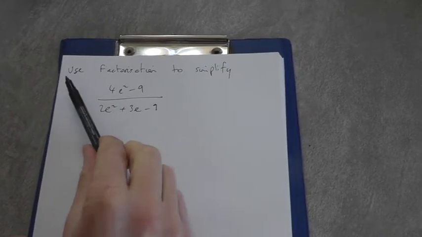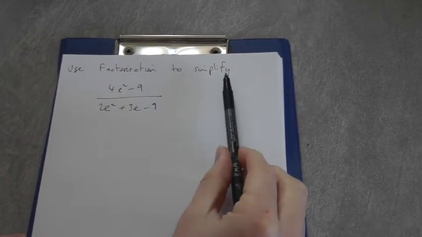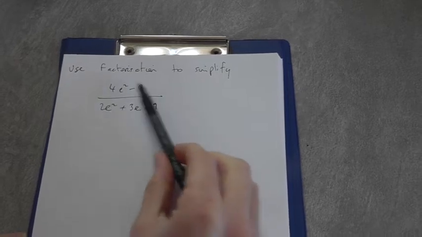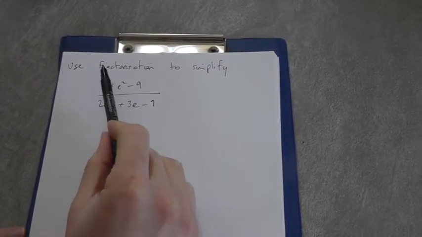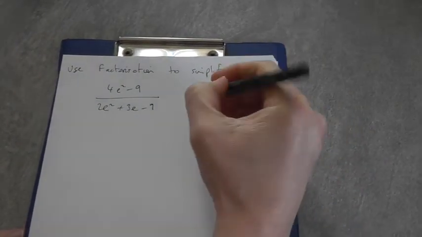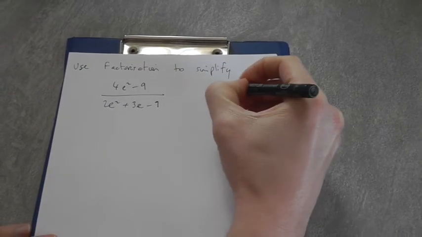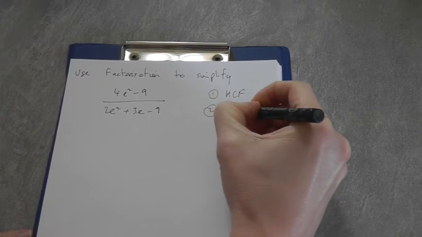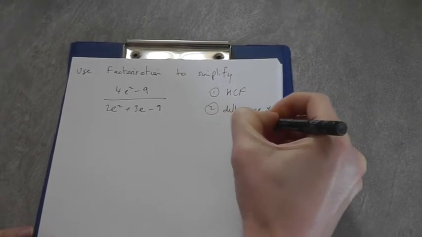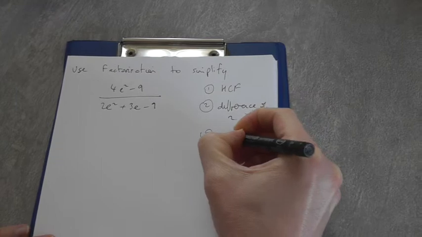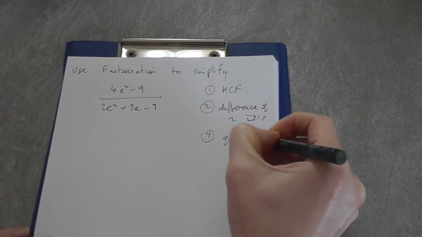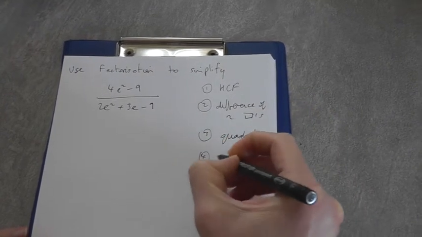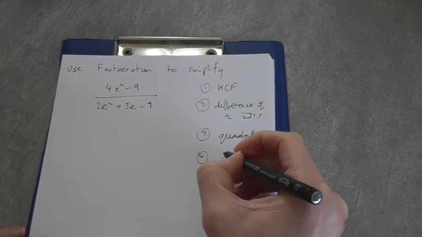Okay, we're going to use factorization to simplify the following algebraic fraction. So what I'm going to do is, if we see factorization, I'm going to write down my four types of factorization. 1, highest common factor. 2, difference of two squares. 3, quadratic. And 4 would be grouping.